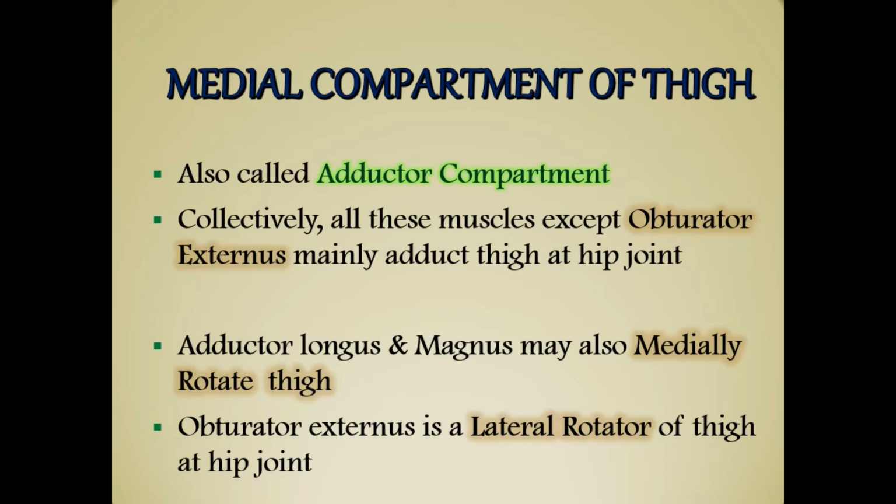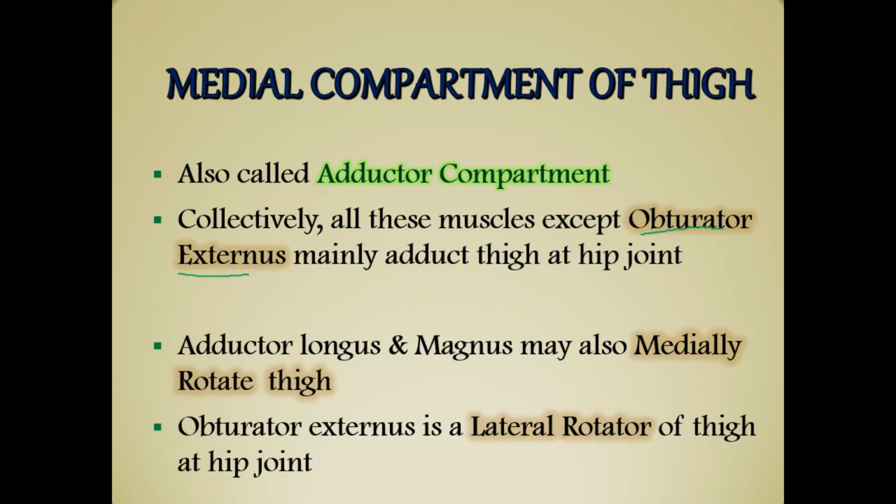Medial compartment of thigh, also called the adductor compartment. The adductor compartment or medial compartment is the same thing. Collectively, all these muscles which we have discussed in a previous slide, six muscles, except the obturator externus. The obturator externus does not adduct the thigh. So except the obturator externus, all muscles mainly adduct the thigh at hip joint. So they are adductors at hip joint.